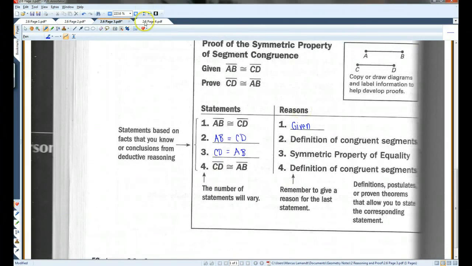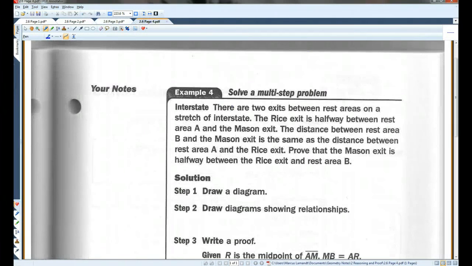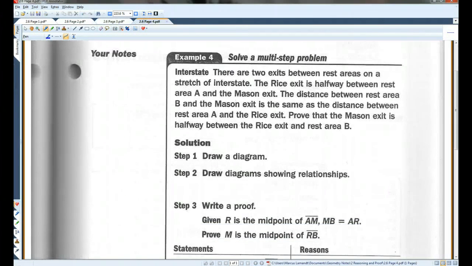Alright, let's go on to the last page. Okay, there are 2 exits between rest areas on a stretch of interstate. The Rice exit is halfway between rest area A and the Mason exit. The distance between rest area B and the Mason exit is the same as the distance between rest area A and the Rice exit. Prove that the Mason exit is halfway between the Rice exit and rest area B.